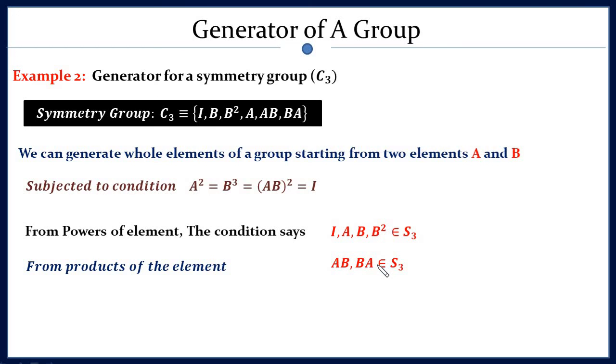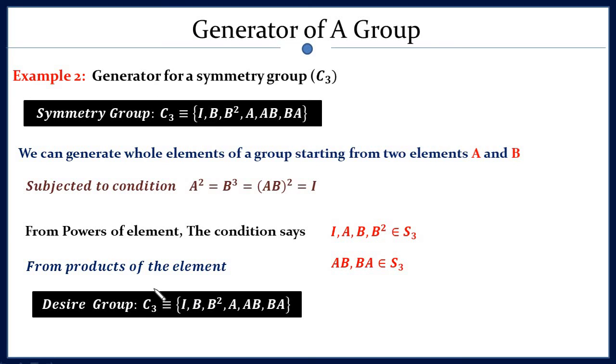Okay, as I discussed earlier, AB is not equal to BA in general, and you can easily verify for this condition that AB is not equal to BA. Therefore we need to consider both AB and BA. So we got 2 members from the product of elements and we got 4 members from the power of elements. These 6 will be members of the group. The desired group is obtained using the method of generator of a group with 2 elements. So here A and B are called generators of this C3 group.